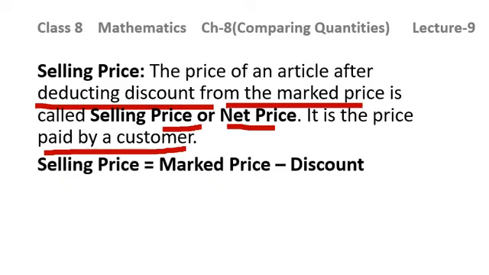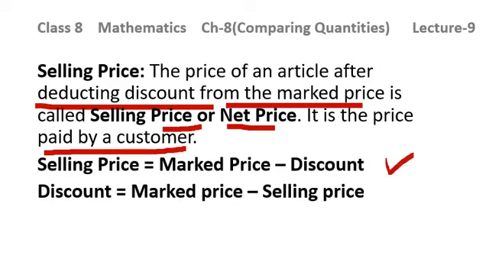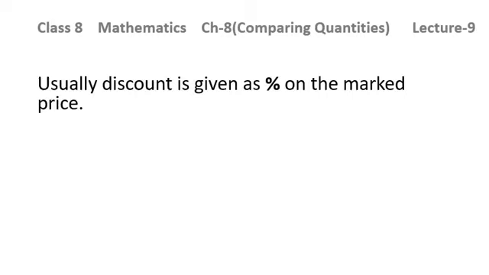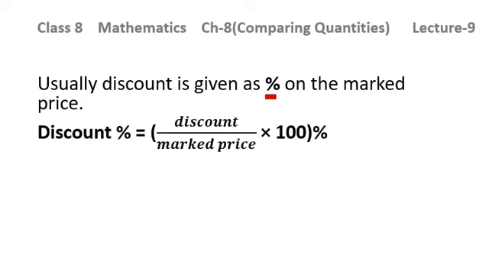So selling price is given by the formula marked price minus discount. And if I write this formula in terms of discount, then it will be marked price minus selling price. Now, usually this discount is given to you as a percentage on the marked price. And discount percentage is given by this formula: discount over marked price into 100%.